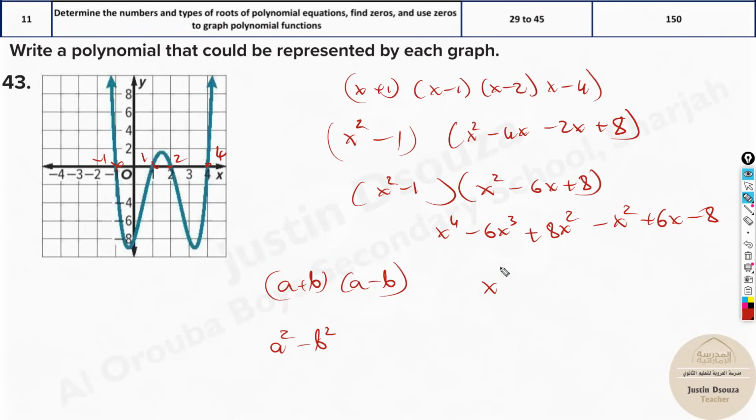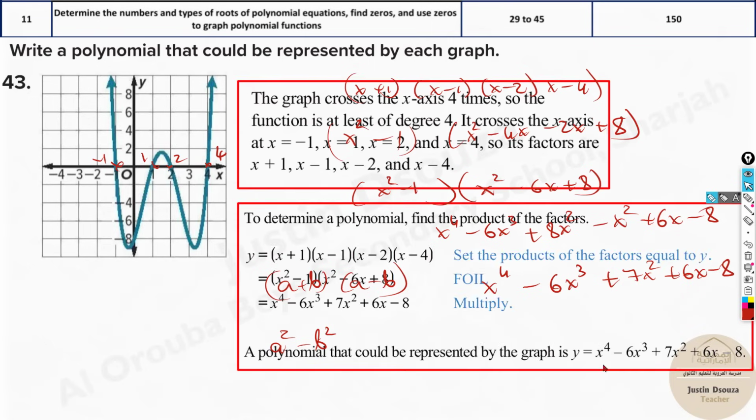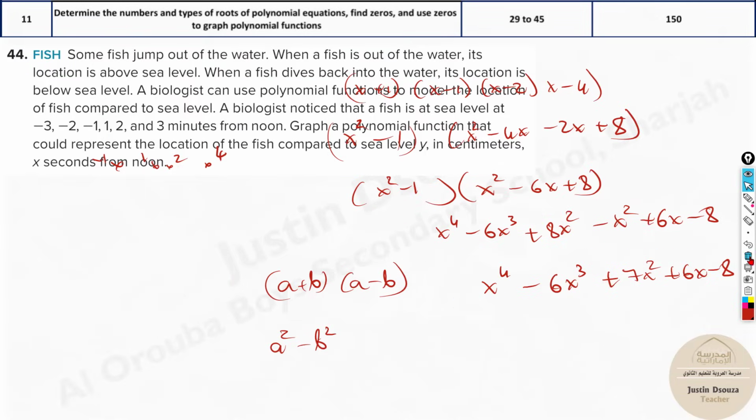And now solve it up. It will be x power 4 minus 6x cubed plus, it'll be 7, not 9, it'll be 7x squared plus 6x minus 8. That should be the final answer. Here you can see it corresponds to this. So this is how we solve these type of problems.